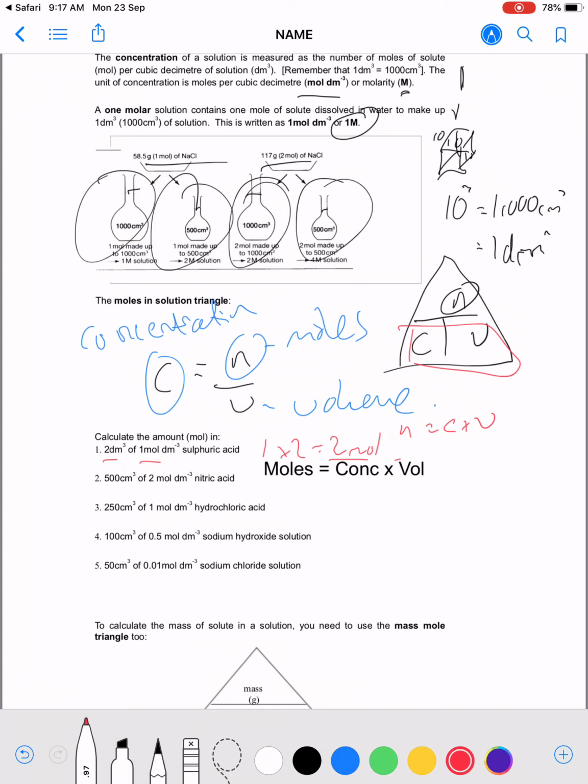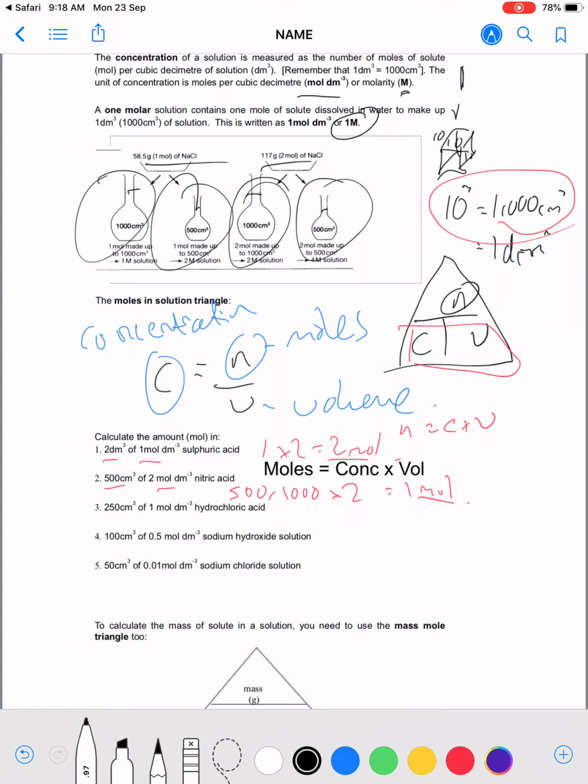Number 2, now instead of it being in decimeter cubed, it's in cm cubed. So I have to change that to decimeter cubed. How do I do that? Well, I take my 500 cm cubed, I divide it by 1000. Remember, 1000 equals 1 decimeter cubed. And we're going to times it by 2, because it's a 2 mole per decimeter cubed solution. So it's half of 2, which equals 1 mole.